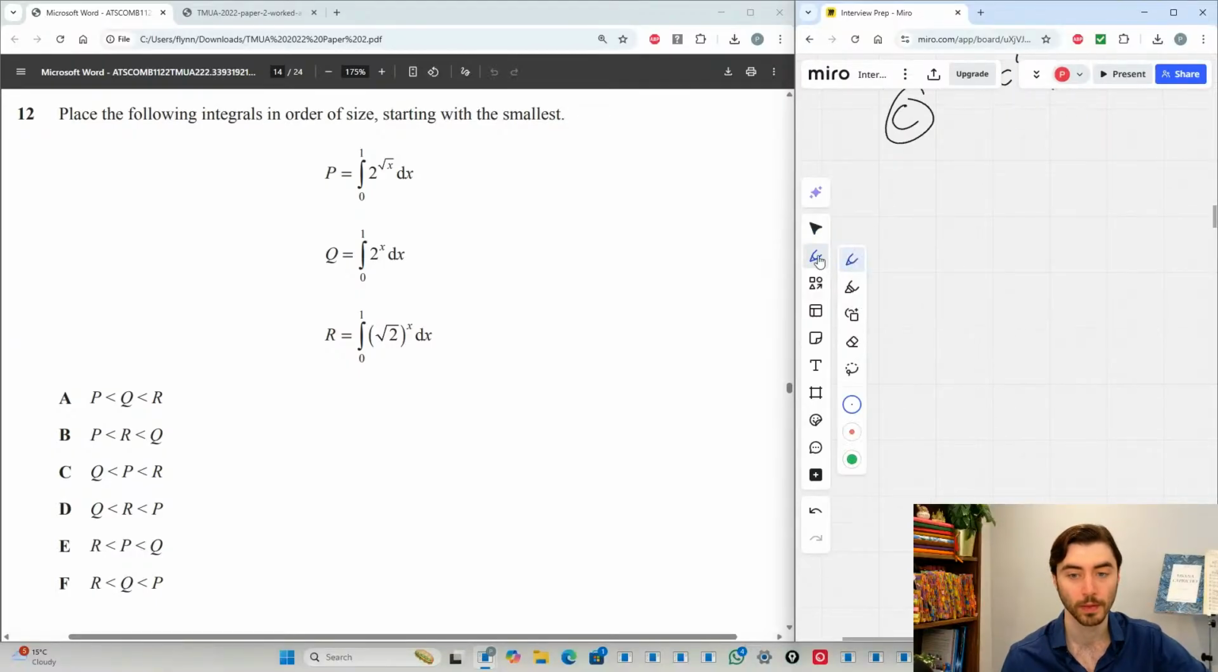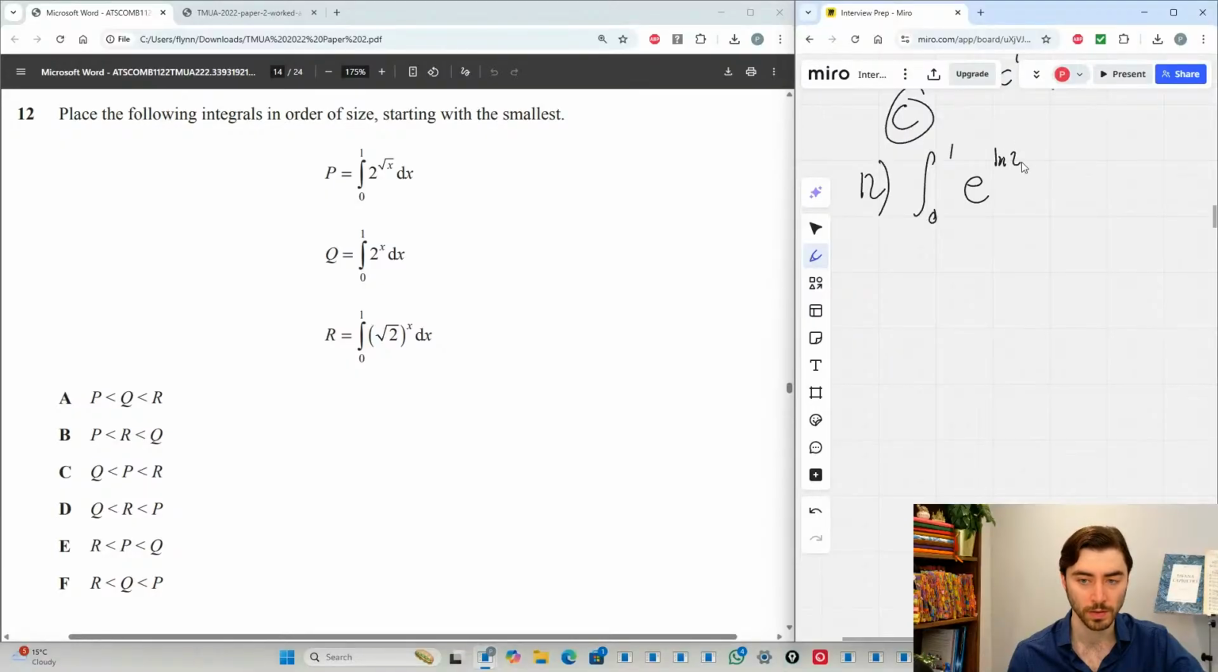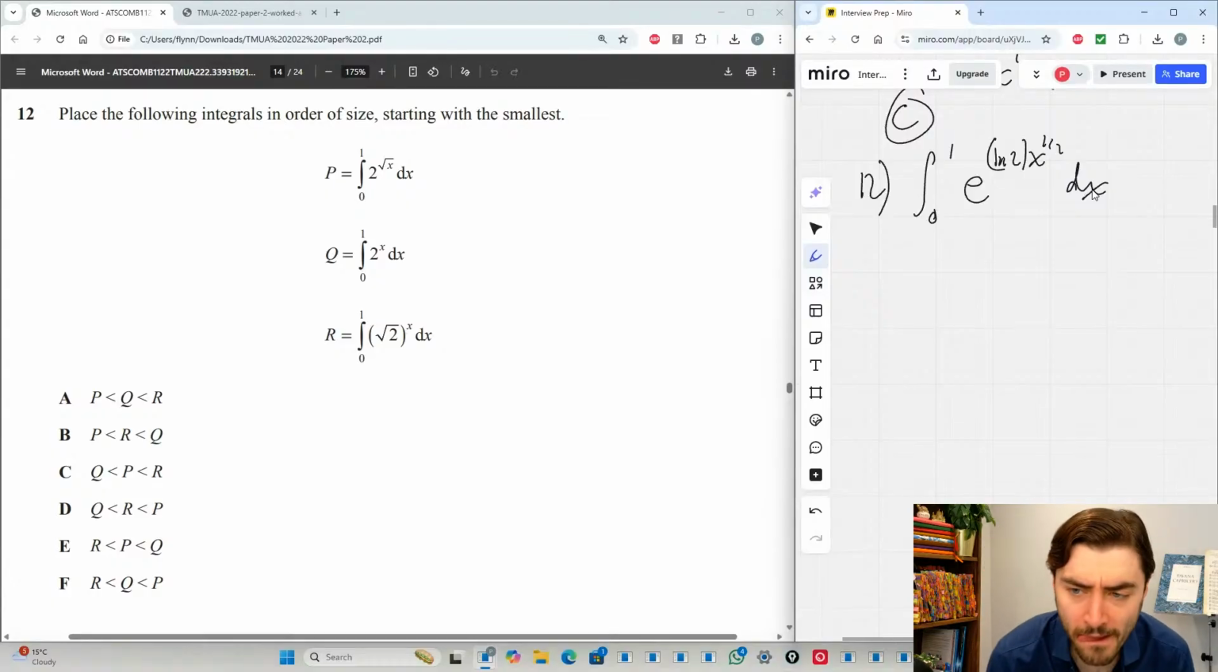Now, place the following integrals. I think this is going to be fun. Is it going to be fun? I don't know if this is going to be fun. Right, so the first one, integral 0 to 1 of e to the ln 2 times x to the half. I'm doing that because I know I can integrate exponentials really easily.